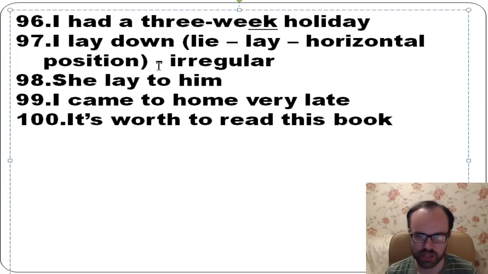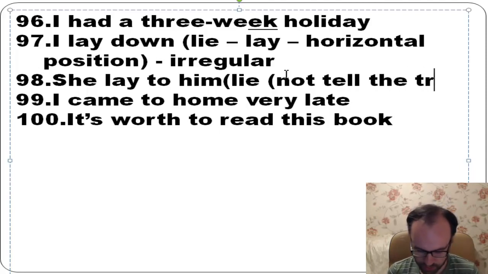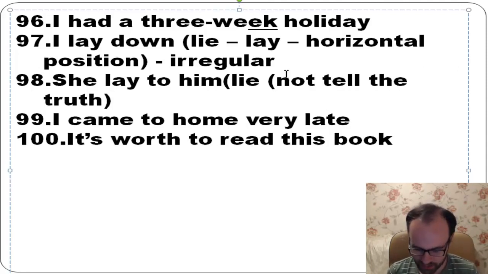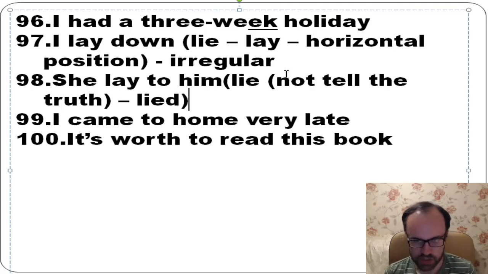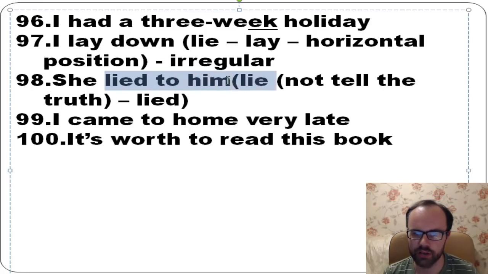And she lied to him. Lie can have another meaning. It means not tell the truth. And in this case, this verb is regular. Lie, lied. She lied to him. She didn't tell him the truth.